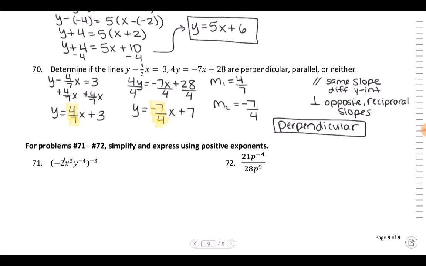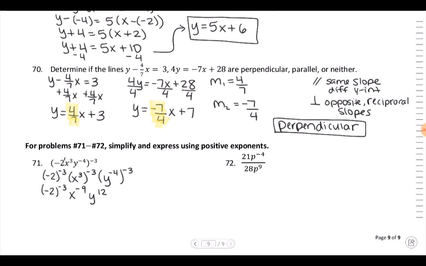You take each of these things in here raised to this power. So I'll go the full steps here, and I'm going to write it as -2 to the -3rd power, and then x to the 3rd to the -3rd power, and y to the -4th to the -3rd power. Okay, that's what you're doing. You take each of those things raised to that power. And now when you get here, you have power to a power. So I have -2 to the -3rd power, which I'm just going to leave alone for right now. And then here I have x to the 3 times -3 is -9. And then I have -4 times -3 is +12.